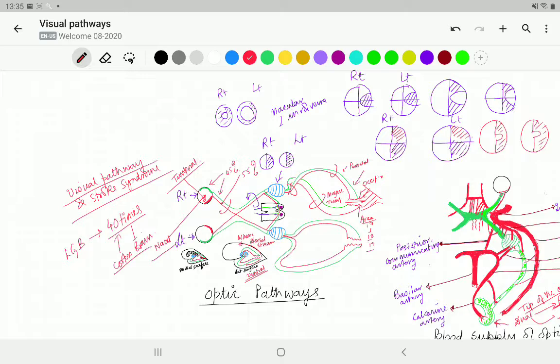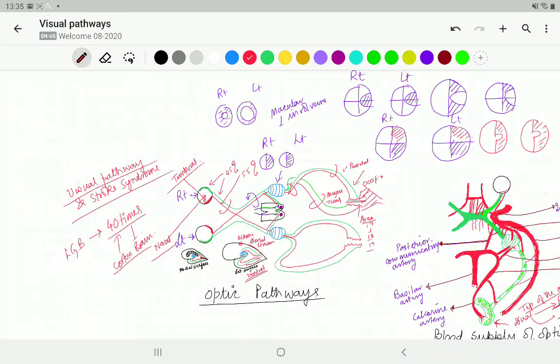So these are the common presentations of the various parts of the optic pathway, and these are the arteries. If the optic nerve is affected, it's the ophthalmic artery. Optic chiasm has multiple blood supply from the anterior cerebral artery, anterior communicating artery, and superior hypophyseal artery. So it's not commonly affected in stroke. Optic tract is predominantly supplied by the anterior choroidal artery.